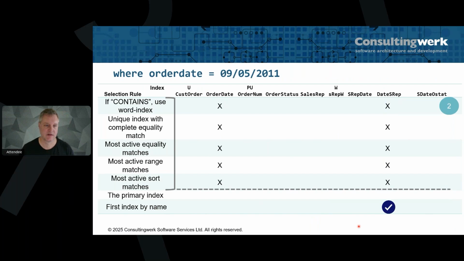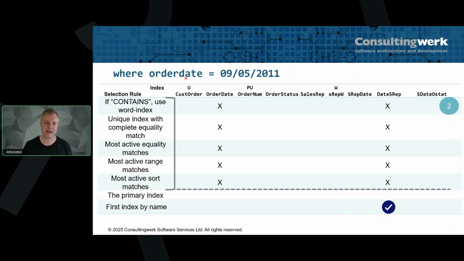Okay, on to picking an order date. And this is where it starts to become what we would expect from here, where order date is something like this. The date srep and the order date, it selects the 2 and selects them by name. And this is where the most active equality matches becomes interesting.